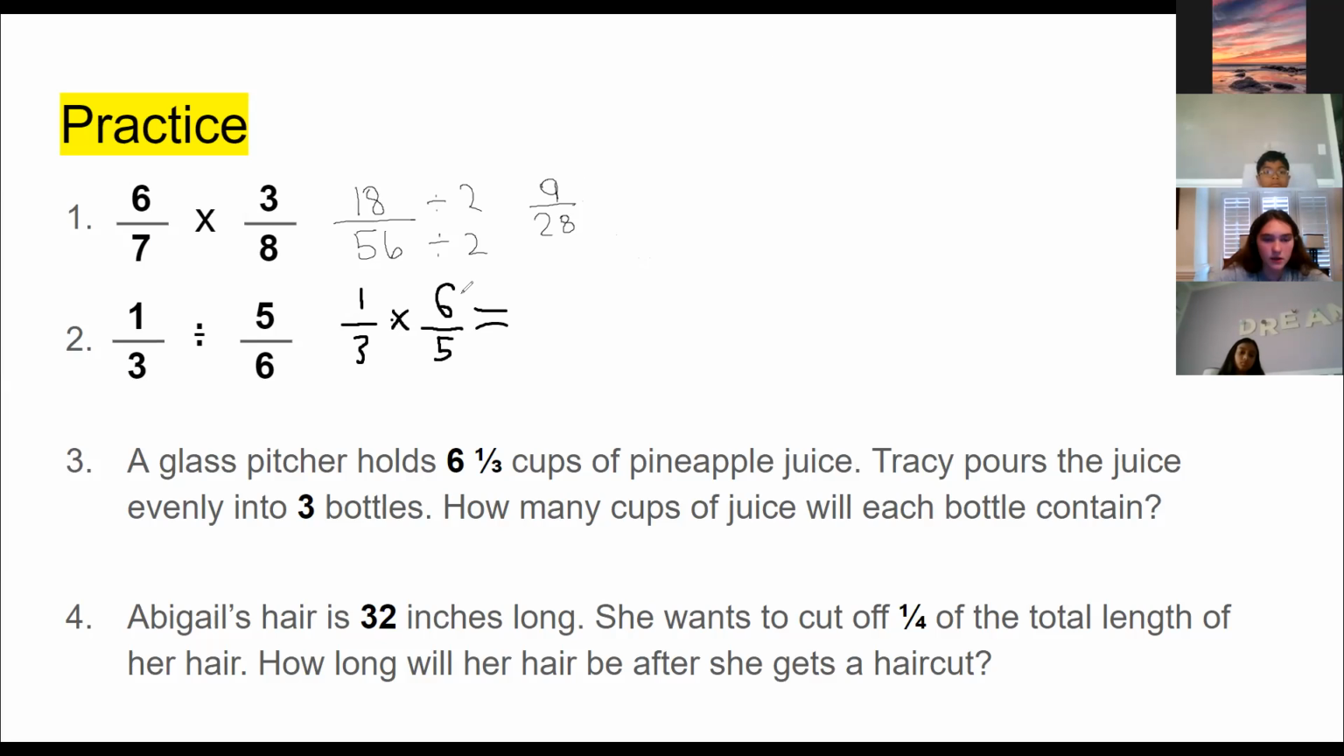So yes, what you did here was correct. You kept the first, you changed the sign, and then you flipped the second fraction. So 1 times 6 is 6, and 3 times 5 is 15. And if we want to simplify it, divide by 3, and we get 2 over 5. So 2/5 here. And for this one, I think it has already been simplified, but I just want to make sure. So 9/28.